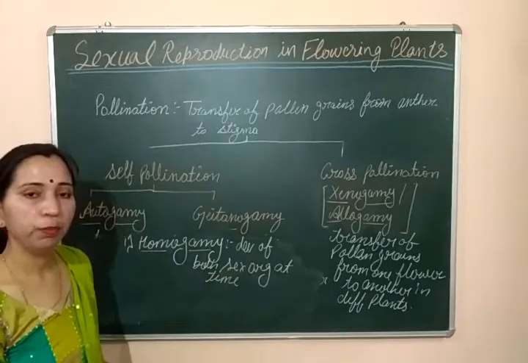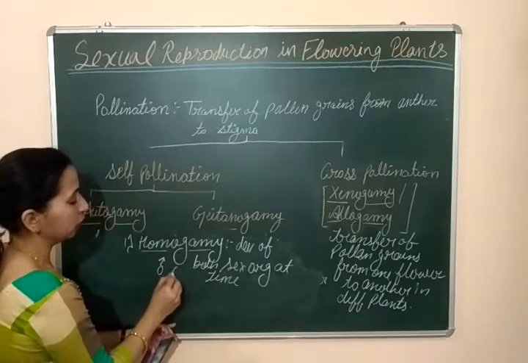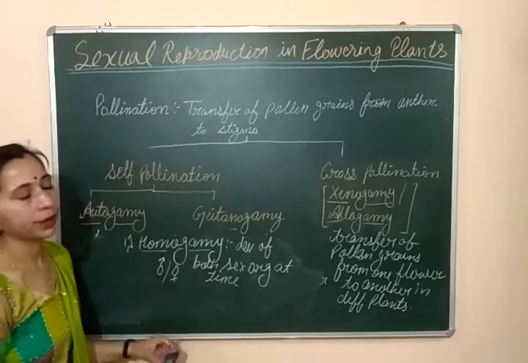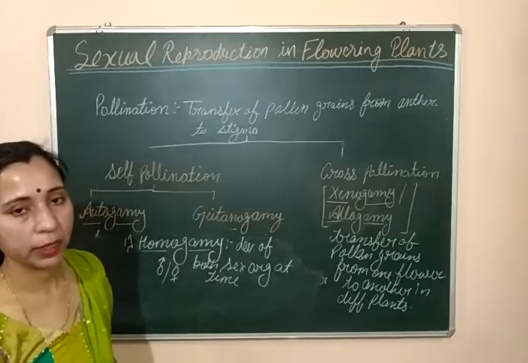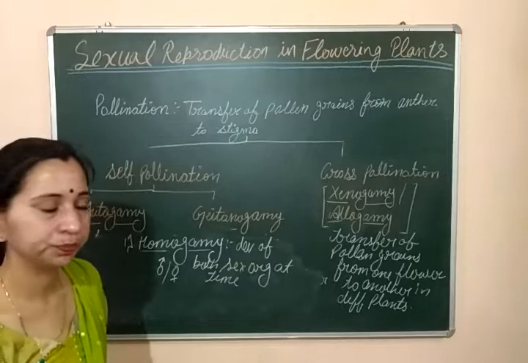Both sex organs, male and female, develop at the same time so that they can assure 100% chances of pollination.